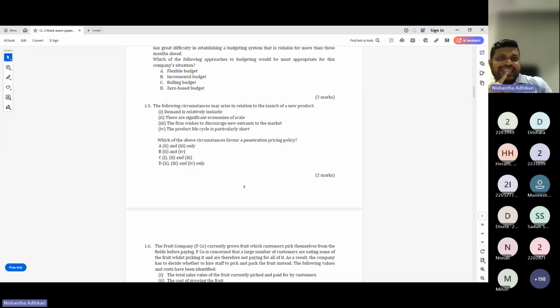Therefore, looking at this, answers 2 and 3 are correct. These two are correct. Then if these two are correct, the relevant answer is answer A. That is the correct answer.